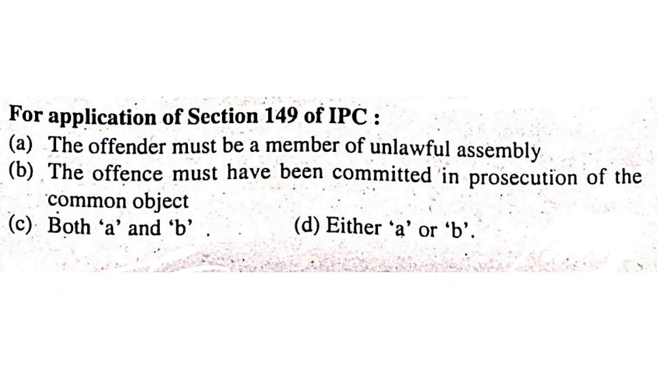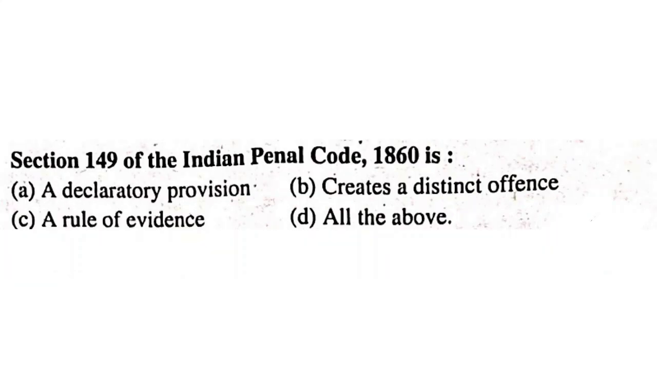For application of section 149 of IPC, the offender must be a member of unlawful assembly. The offence must have been committed in prosecution of the common object. Both A and B, either A or B. It is both A and B. The offender must be a member of the unlawful assembly. The offence must have been committed in prosecution of a common object. Both A and B are correct.